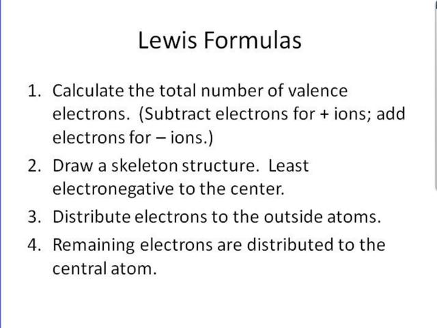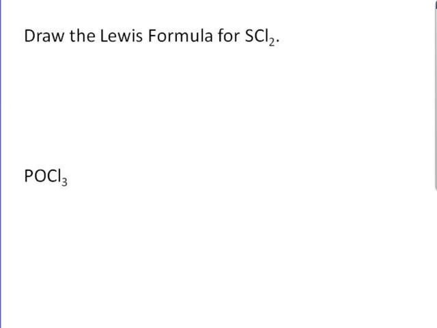So let's go ahead and actually do one of these Lewis formulas for a compound. First one we're going to do is for SCl2, and the first step says that we want to calculate the total number of valence electrons. So on your periodic table, sulfur has 6. We have 2 chlorines. Each of those, of course, has 7, and that gives us a total of 20 electrons. That's important because when we draw our Lewis formula, we want to make sure we've accounted for all 20 of those valence electrons this thing has.